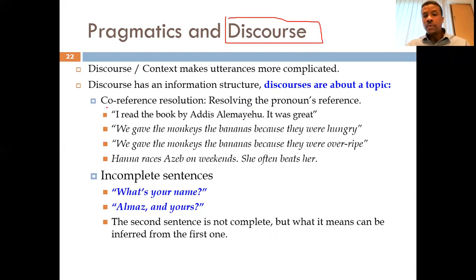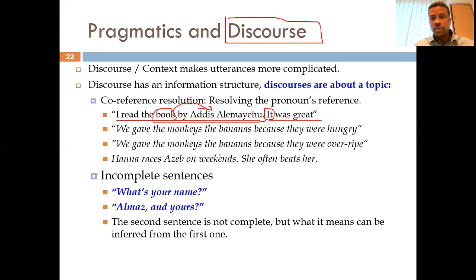One example is co-reference resolution. As we said, resolving a pronoun reference is one of the challenges that we have. As you can see, I read the book by Addis Alamayo Kalkwala. It was great. It, the pronoun it, is referring to the book. Which book? The book by Addis Alamayo. So as you can see, you have to go beyond a single sentence to get the meaning, and that's what we call discourse. That's why we say discourse is about a topic. It's having a higher definition.